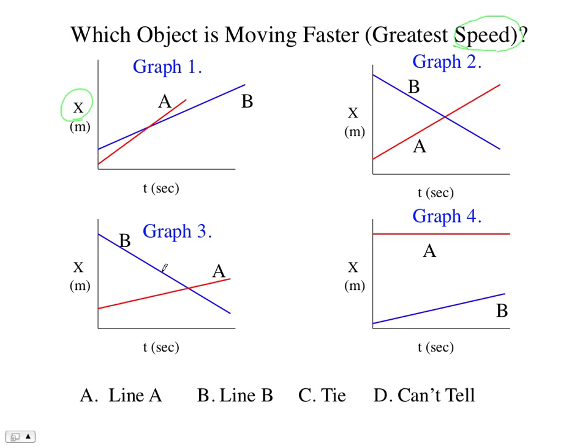In graph 3, you should be able to tell that line B has a steeper slope, and so it has a greater speed. Line A, less of a slope, so less speed. Line A would have a positive velocity and B a negative velocity, but again, we're asking about speed. And then finally here, even though A is way up here, its slope is 0, so it has 0 speed. B is going faster.